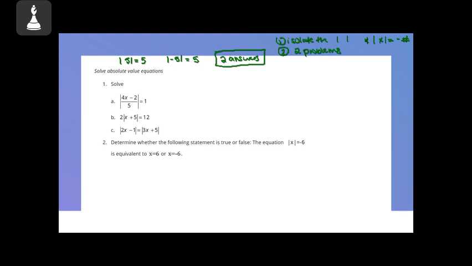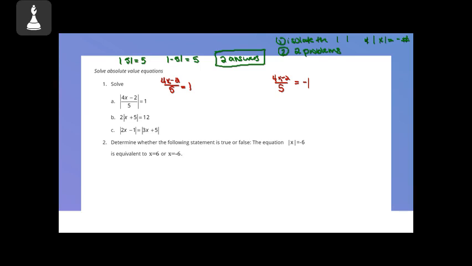So let's give some of these a try. In A, we have the absolute value of (4x minus 2) over 5 equals 1. The absolute value bars are already isolated. There's nothing outside saying multiply by this or subtract. So we can create our two problems. The way we do this is this entire inside, (4x minus 2) over 5, can either get me 1, which I absolute value and get 1, or that can be negative 1, and then when I absolute value it, I get 1.